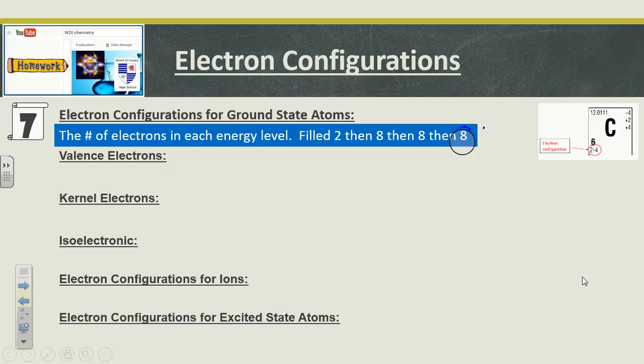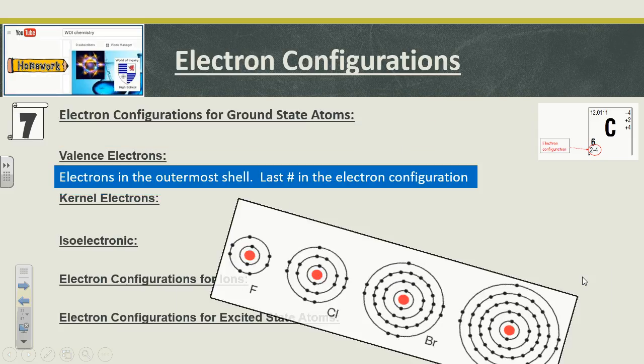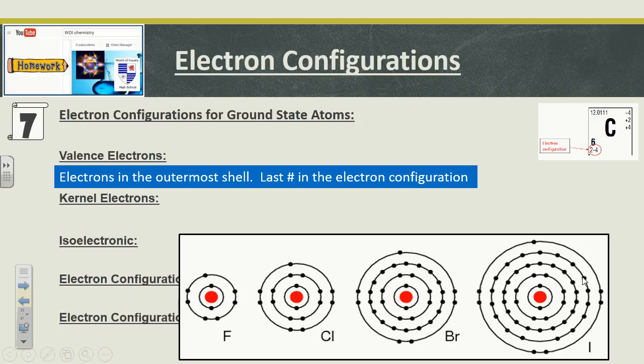Okay, valence electrons. This is a topic that we will be using for the next several units. We definitely need to know valence electrons are the electrons in the outermost shell, so that is the outside here. These outside electrons are what are called valence electrons. They get into the chemical bonding and the characteristics of each element.